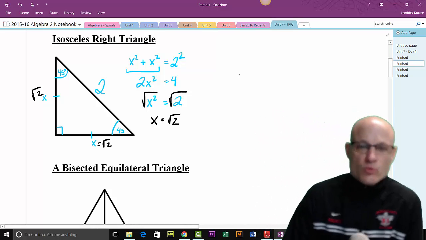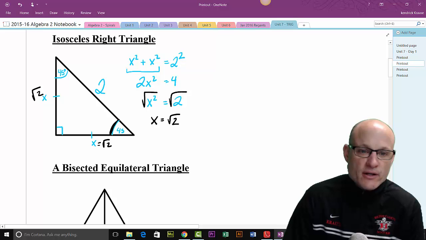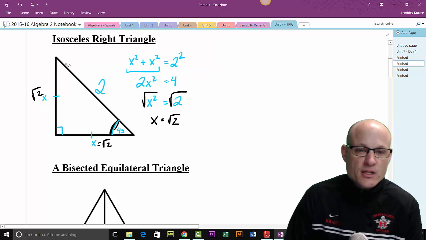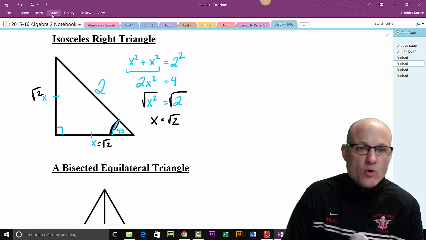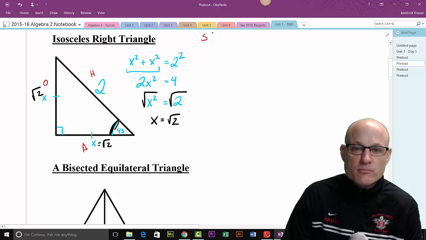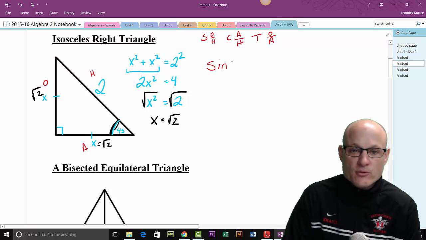So let's go through the original 3 trig functions. Let's assume we're going to use this angle right here. So I'm just going to erase this one up here. We're going to use this angle right here, and we're going to label our diagram O, A, and H. O, H, and A. And if you remember, we've got some old horse caught another horse taking oats away. So sine is opposite over hypotenuse. So we write sine of 45 degrees is opposite, which is the square root of 2, over the hypotenuse, which is 2.